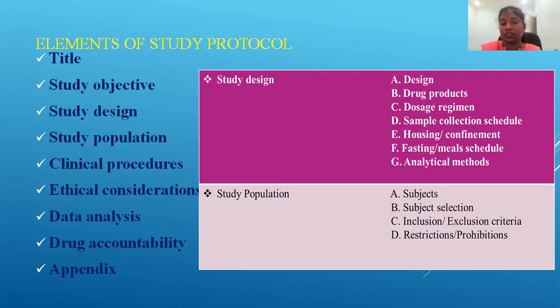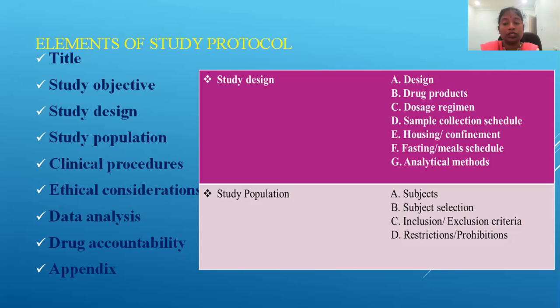Next, the study population. Which subjects you are taking, whether adults, infants, or you are studying geriatric patients. On which population you are studying is very important. And then subject selection. If you are taking adults, what range should it be, 14 to 20 years, or 20 to 40 years. Which age range of subjects you are selecting is also very important.